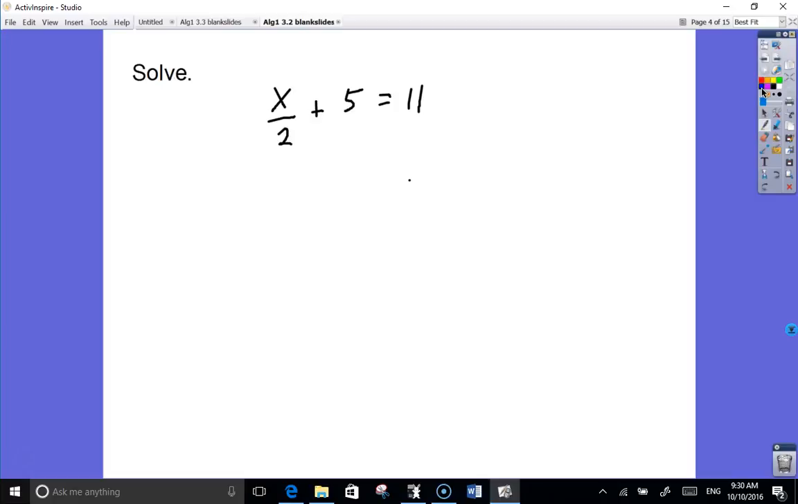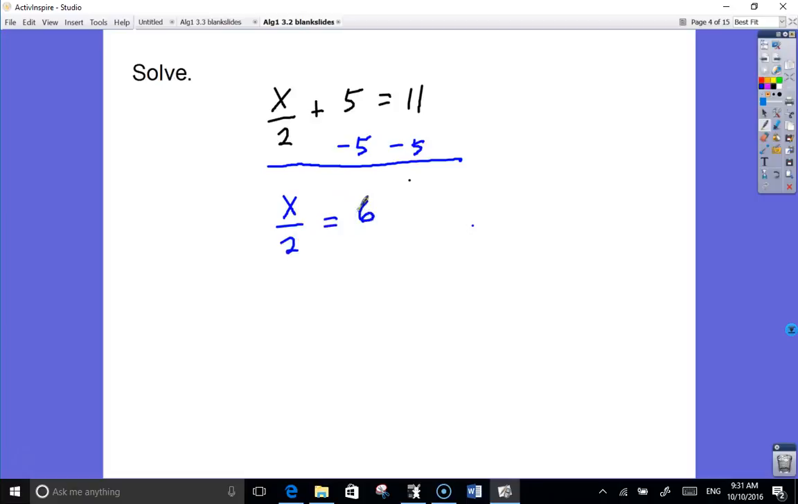Okay, so we're going to get rid of the plus 5 before we get rid of the divide by 2. So how do you undo a plus 5? Subtract 5, right? So show work. Minus 5, right? That's from the whole side. Okay, so what does that leave us on the left? x over 2 equals 6.